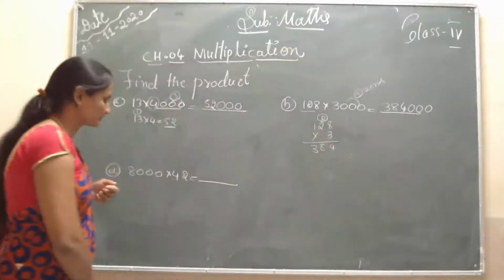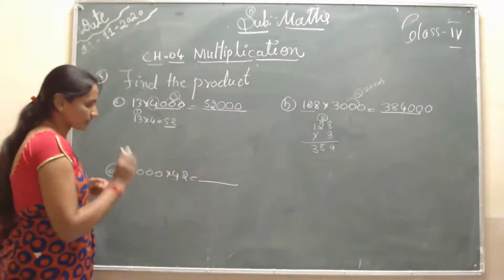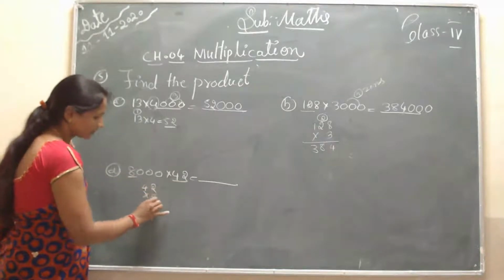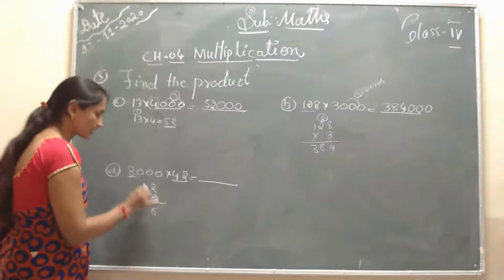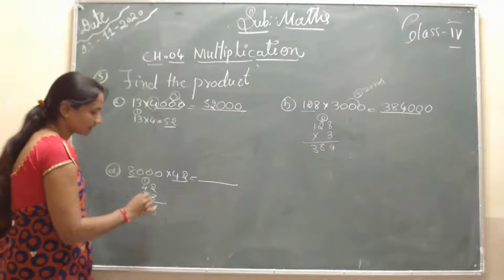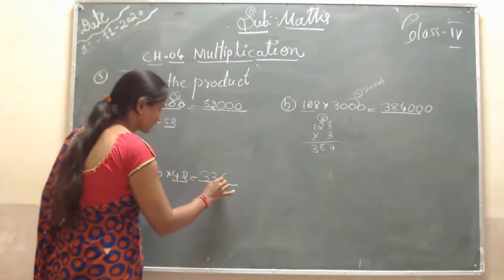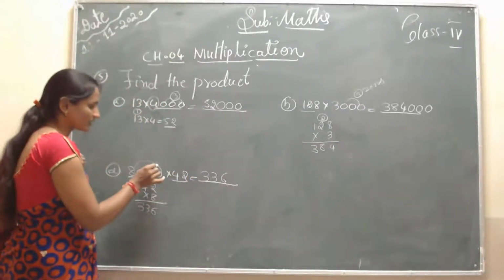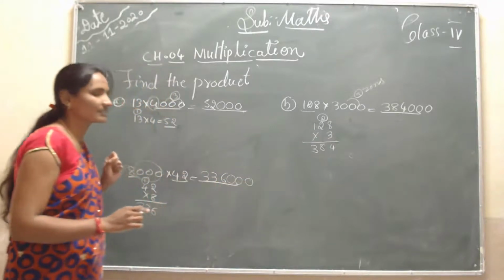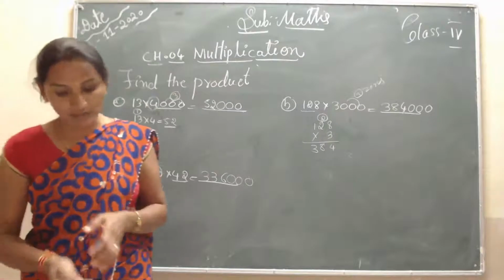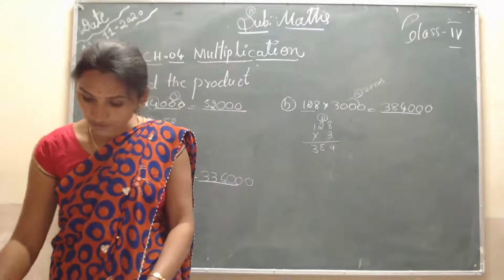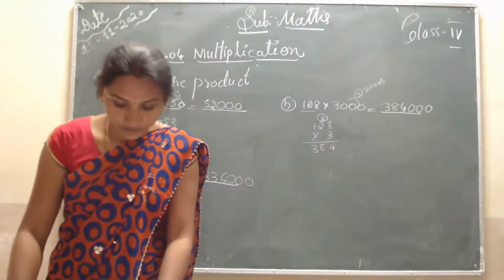So next question, what is next? 8,000 into 42. First you have to multiply the numbers. So 42 into 8. 8 twos are 16. 8 fours are 32, plus 1 is 33. So that is 336. Students, you can observe how many zeros are left here. 3 zeros are left. What is the answer? 3,36,000. The product has come. What is the product? 3,36,000 is the product. Okay. So next question.